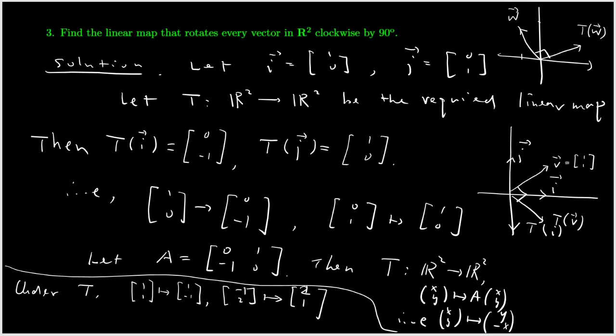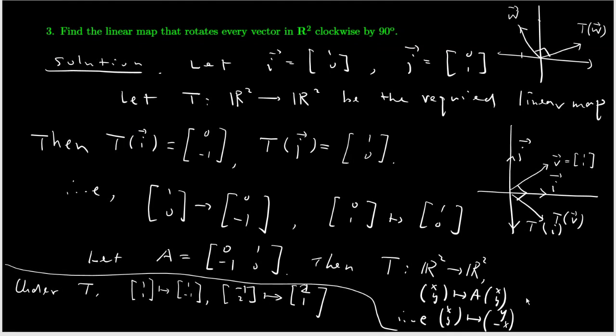Okay. Interesting now? I believe now you can be convinced T will rotate every vector with two components x, y clockwise by 90 degrees. Any questions about that? I spent a pretty long time on that. It's because I think it's kind of interesting.